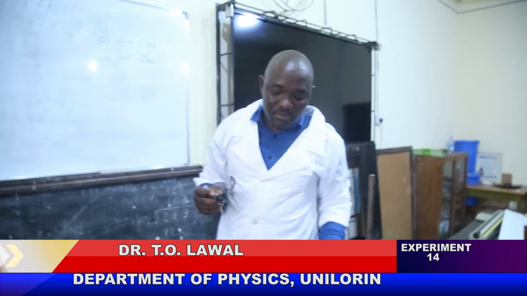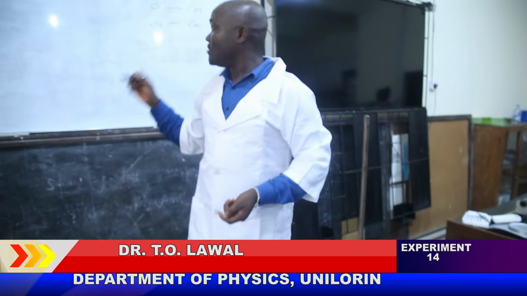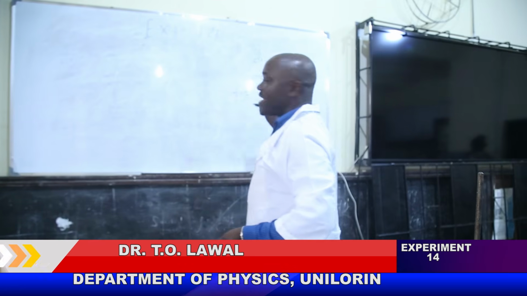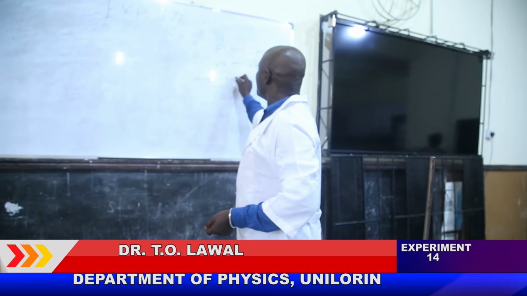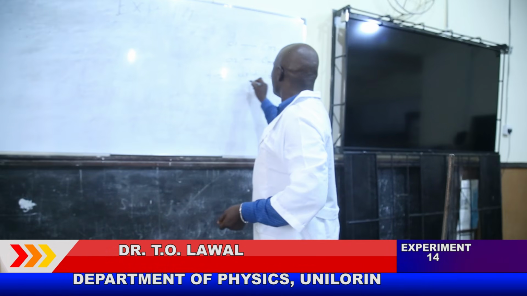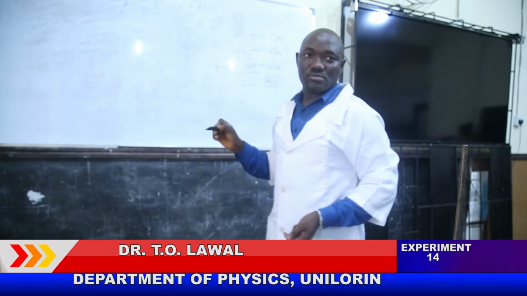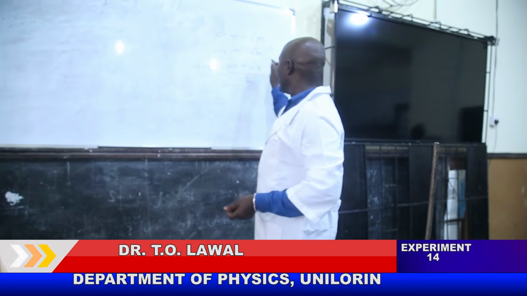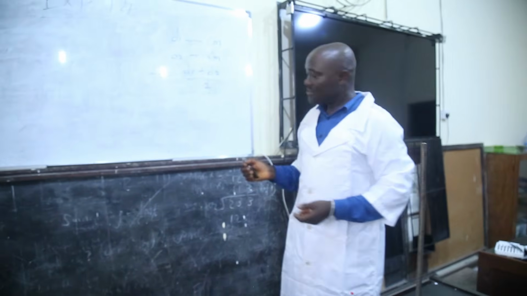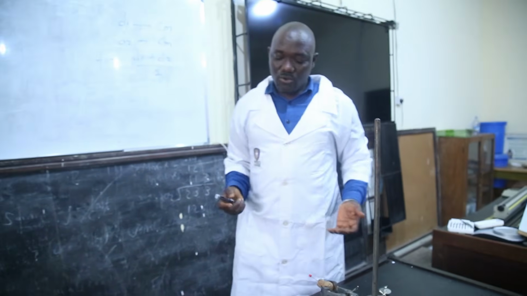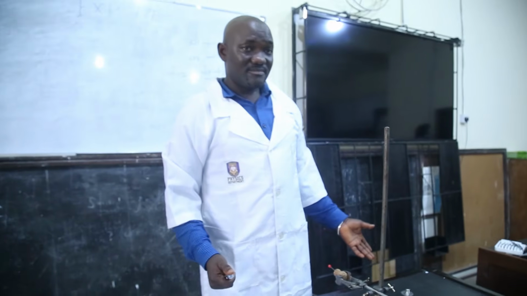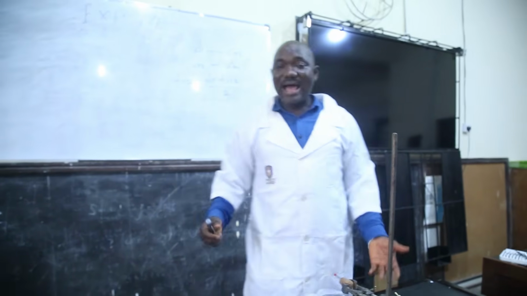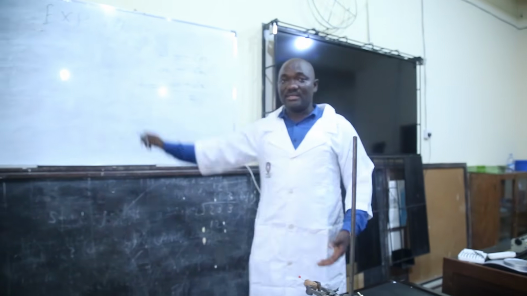Now, from the expression in the manual, you have your F, which is the focal length of the lens, to be equal to D1 plus D2 all over 2. So this is the focal length of the convex lens. Now, you repeat this 4 more times, okay, and you find the mean of F.